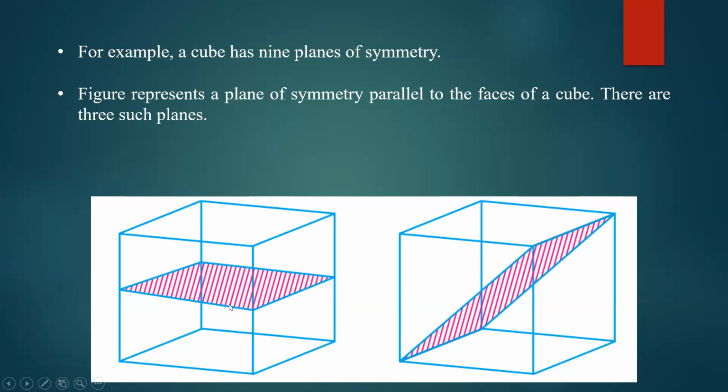So these are the 3 planes of symmetry. Then there are 6 diagonal planes of symmetry.